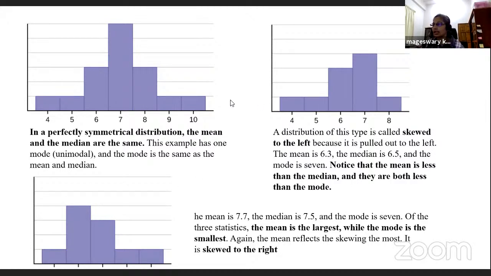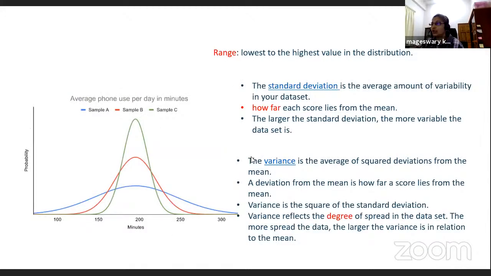So that's what I'm saying. How you can describe using mean, mode, median, and how you're going to present the mean, mode, median. You can use a bar graph. Okay, right. Now, let's go to the range.